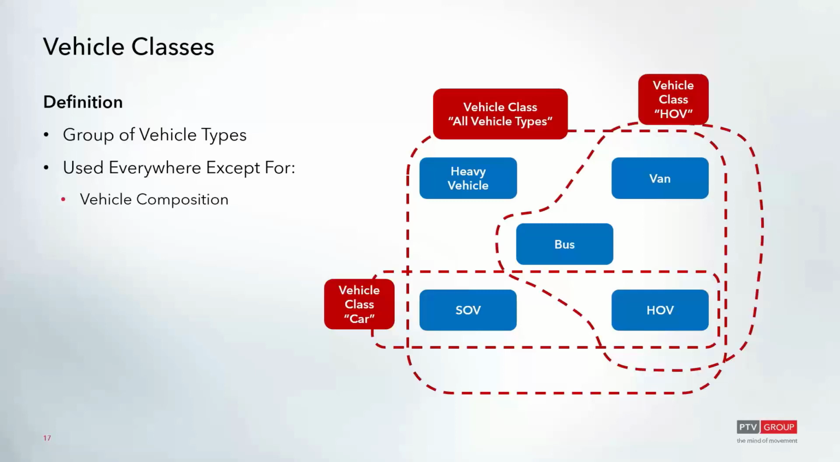So for example, maybe you have a car vehicle class that would contain both the single and high occupancy vehicles. And these vehicle classes are really going to be used throughout Vissim in a lot of the network objects. So we'll talk a little bit later about the speed objects, but essentially these speeds in the network are going to be defined based on the vehicle classes. So again, these classes are really just a group of vehicle types, and these class definitions are going to be used basically everywhere in Vissim except for the vehicle composition definition.